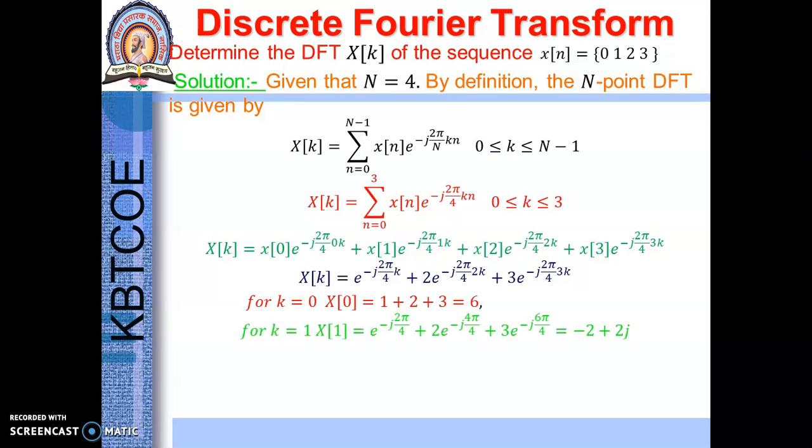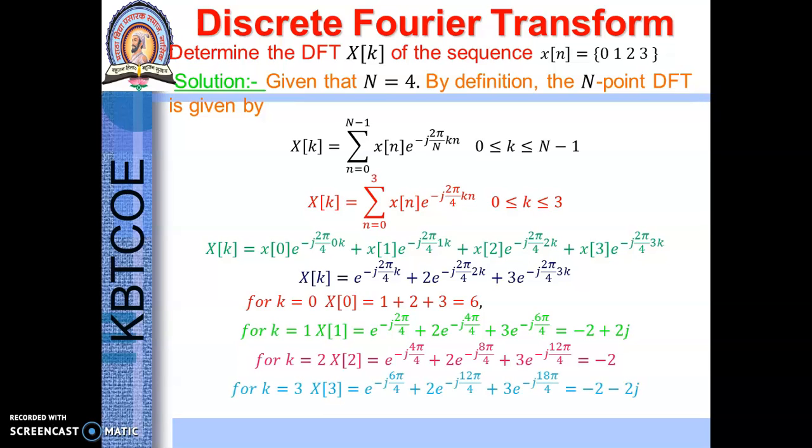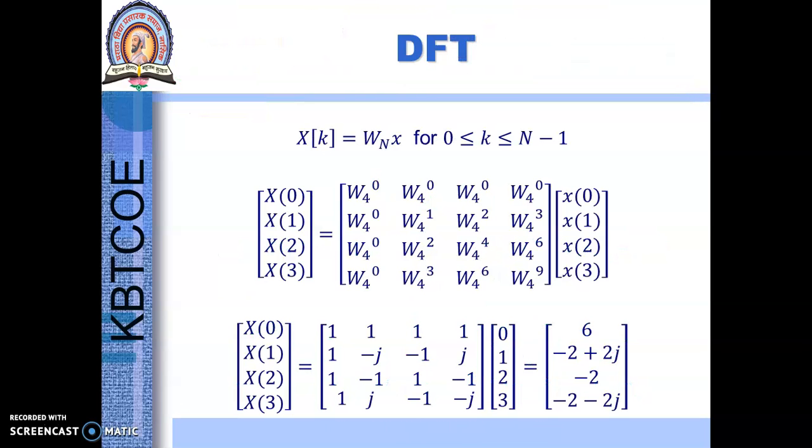For k equal to 0, X of 0 is equal to 6. For k equal to 1, X of 1 is equal to minus 2 plus 2j. For k equal to 2, X of 2 is equal to minus 2, and for k equal to 3, X of 3 is equal to minus 2 minus 2j. So this is the DFT of the given sequence small x of n, and as it is a complex number, one can have its magnitude and phase plot.